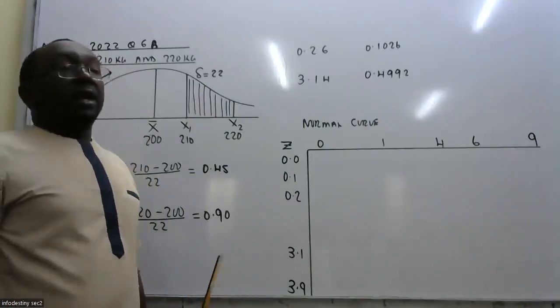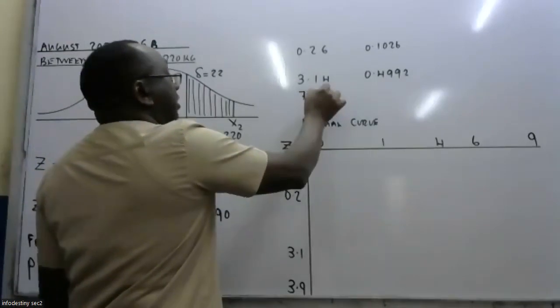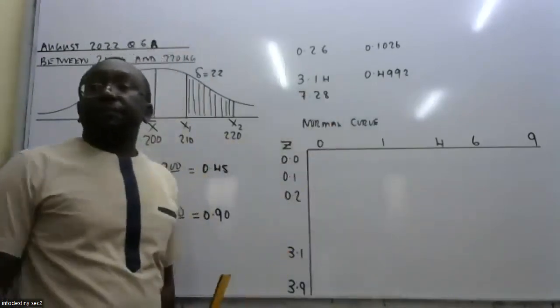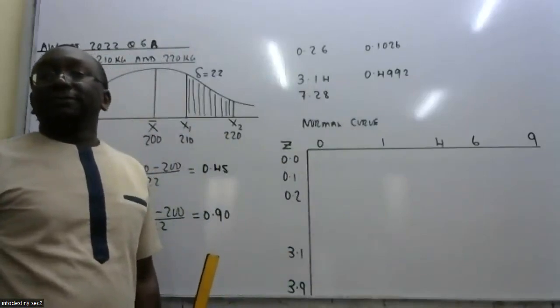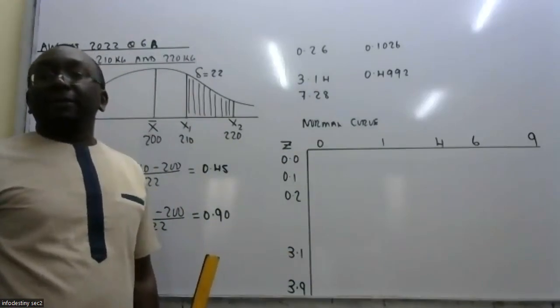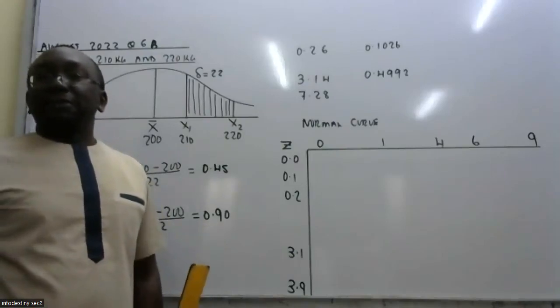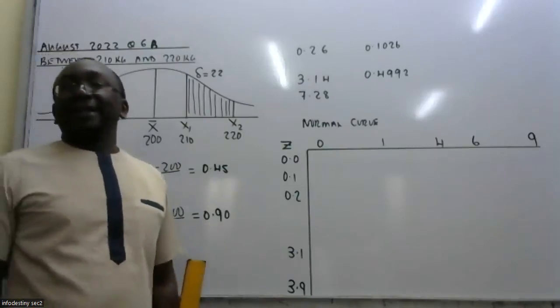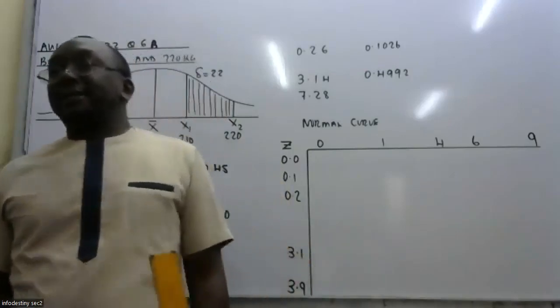Read for me 7.28. What is the value? I have said read, don't compute. I have said read. What is the value? Janet?